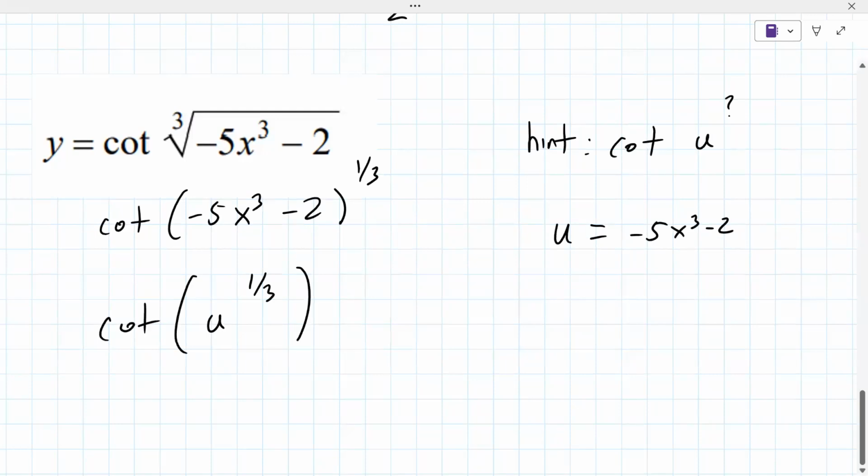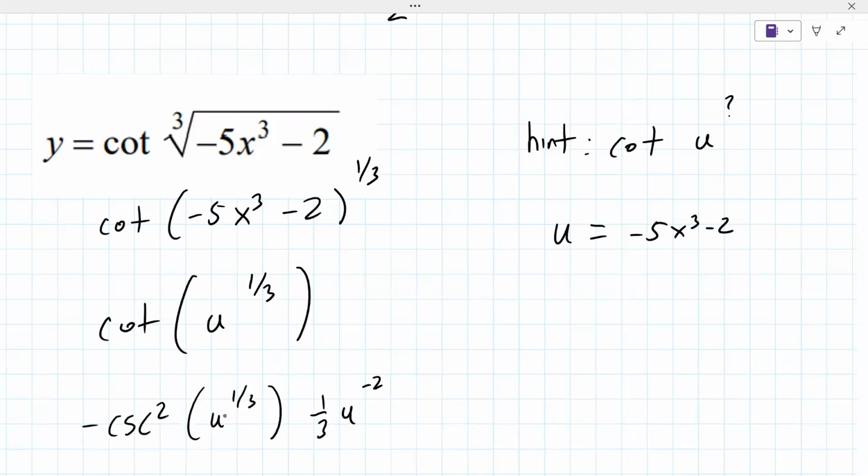Your derivative of this is much more basic than this up here. What's the derivative of cotangent? Negative cosecant squared of the inside function. Then you take the derivative of the inside function. What's the derivative of something to a power? 1/3 u to the negative 2/3, times u prime. That's the chain rule. And that's where you need this u prime over here. Okay. So now you have to feed all that back in.